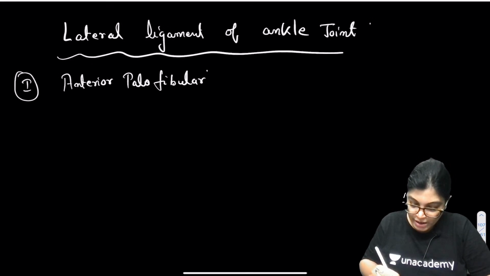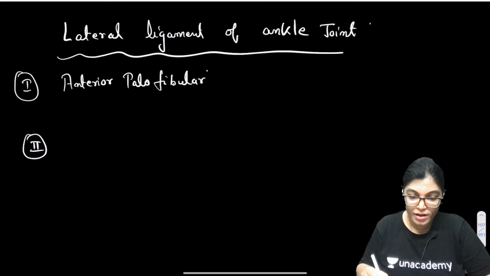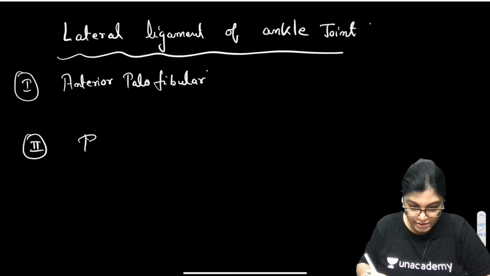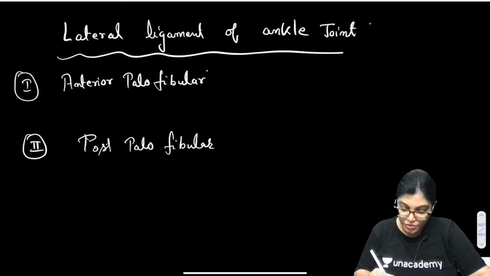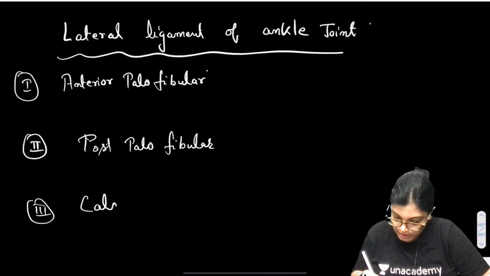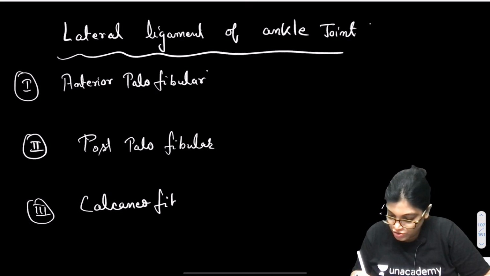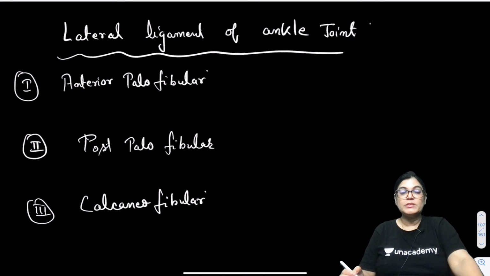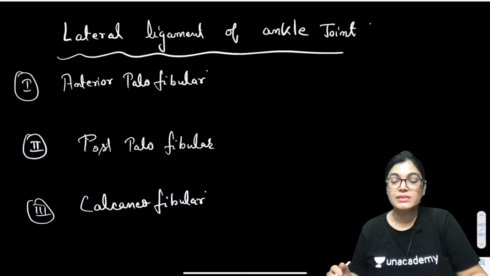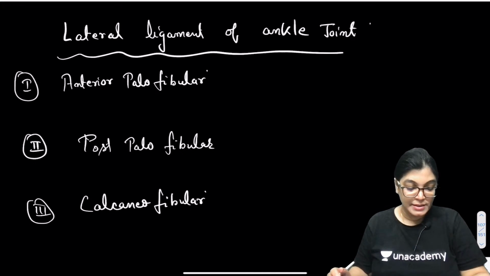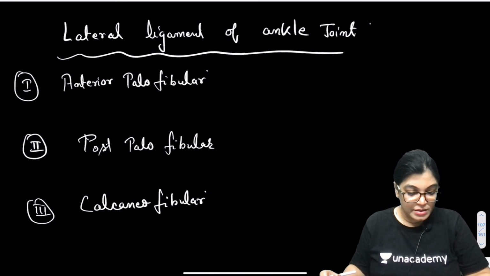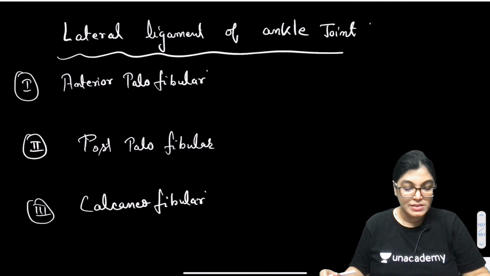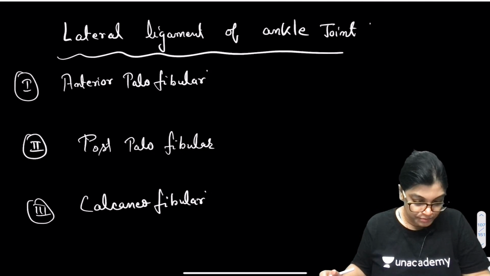Anterior talofibular ligament. The second is posterior talofibular ligament, and the third is calcaneofibular ligament. In previous years, in the NEET PG examination, these parts and the identification of the ligaments have been asked. So that is important, you should know the details of these structures, and where they are attached.